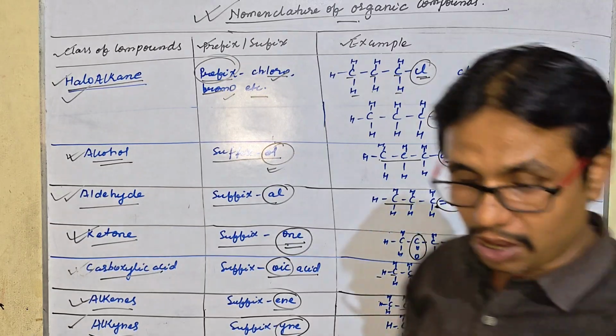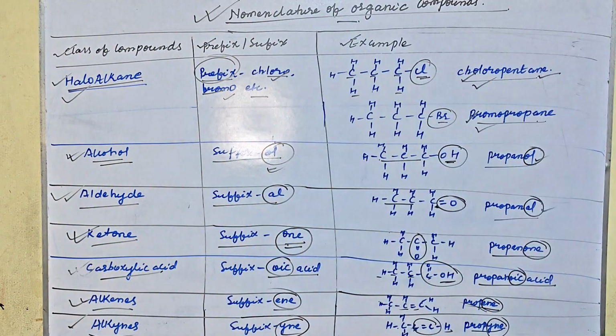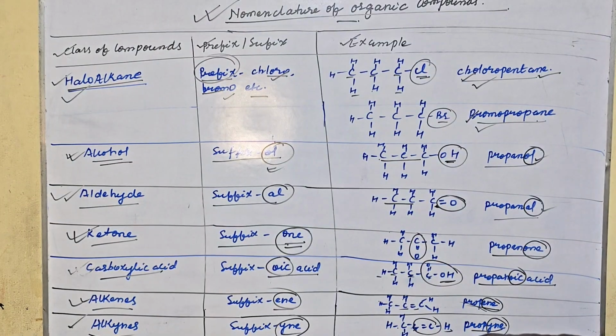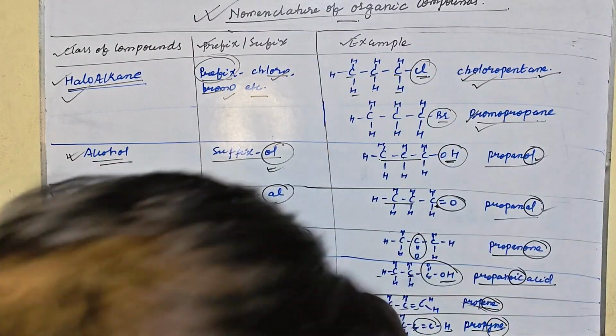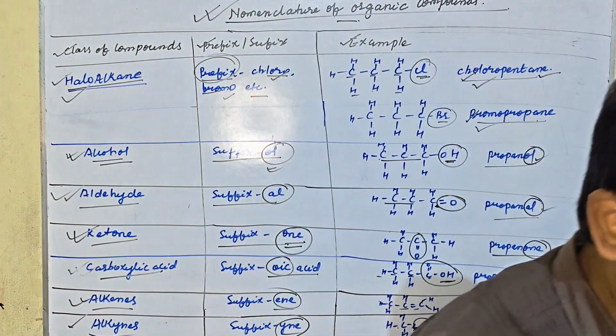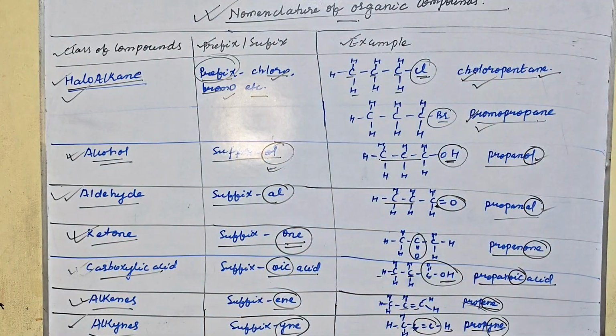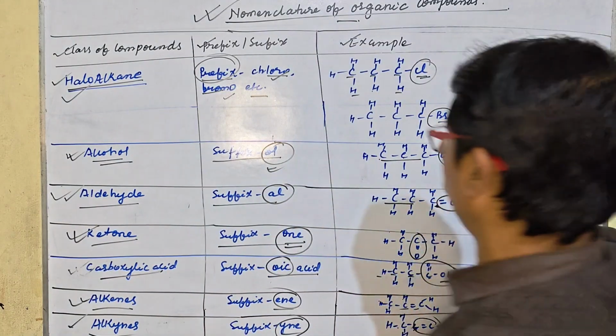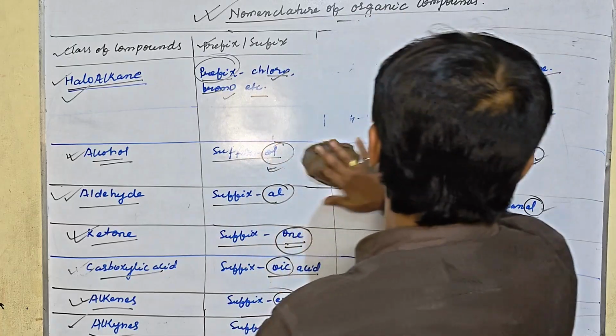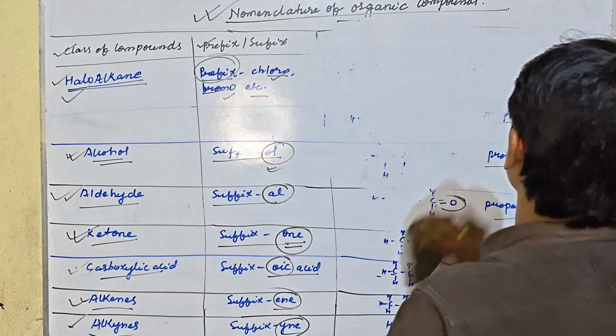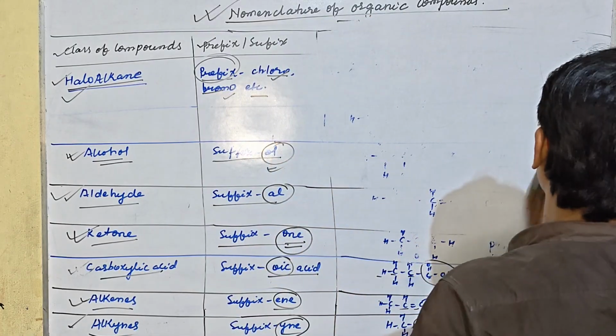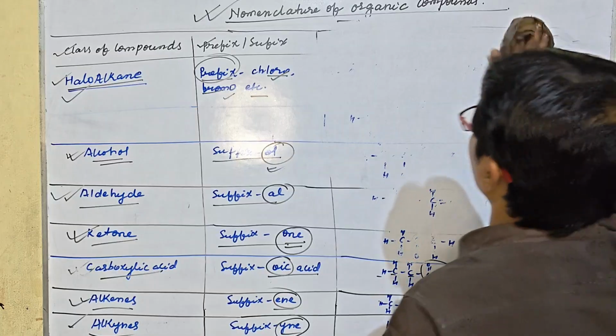So let's now discuss a few NCERT textbook questions, page number 68. My dear students, the first question I am going to ask you is: how many structural isomers can you draw for pentane? Those students who are watching my video, just make a rough sketch in your notebook and try to understand which type of structure it is.